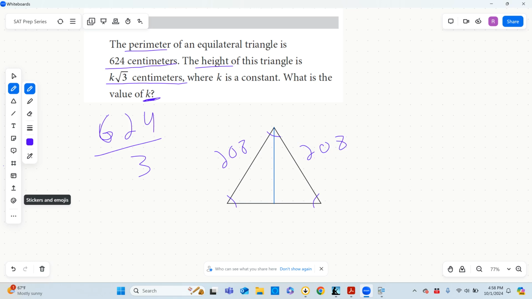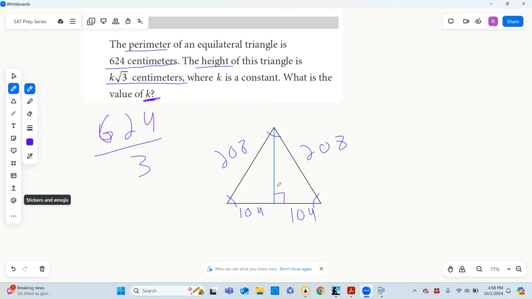And then if I have 208 across the bottom, but this altitude here splits it in half, then I know that this side is 104 and this side is 104. Additionally, another property of equilateral triangles, if I drop an altitude from this vertex down to this base, it is going to create a 90-degree angle. You can even see it looks perpendicular here, right?